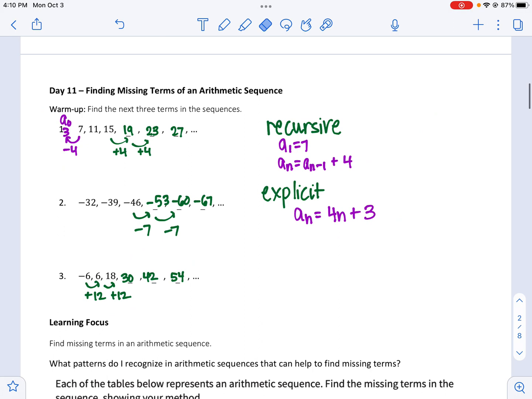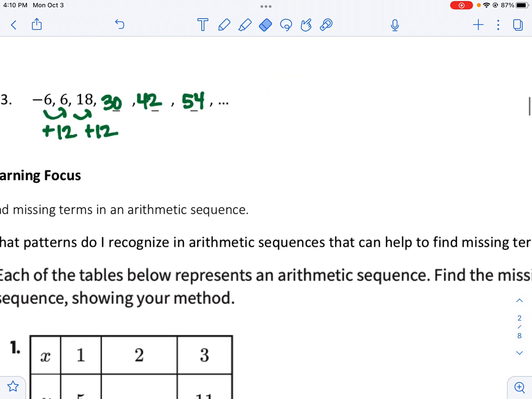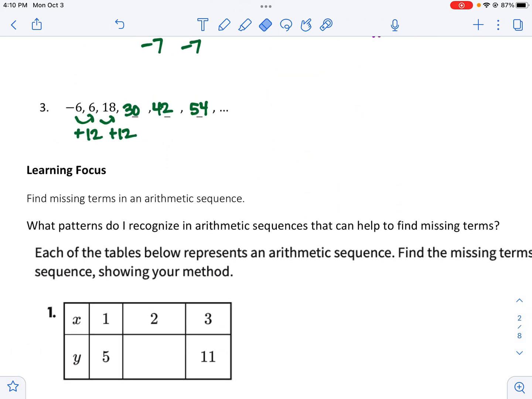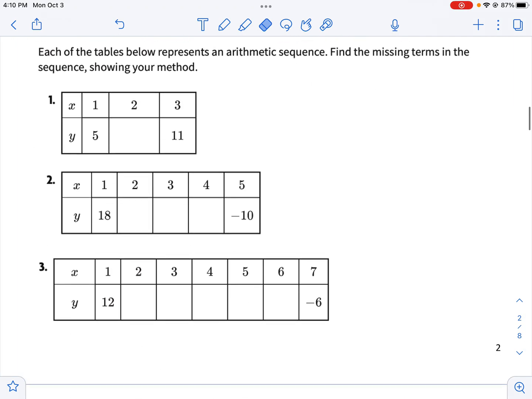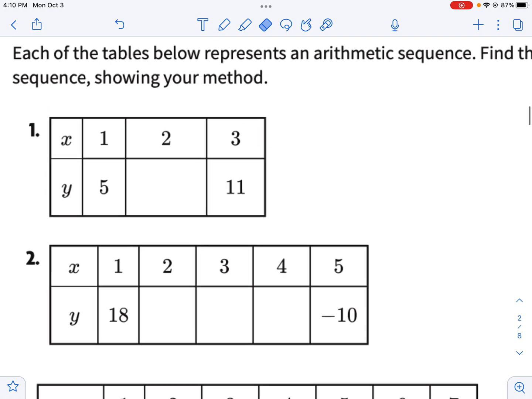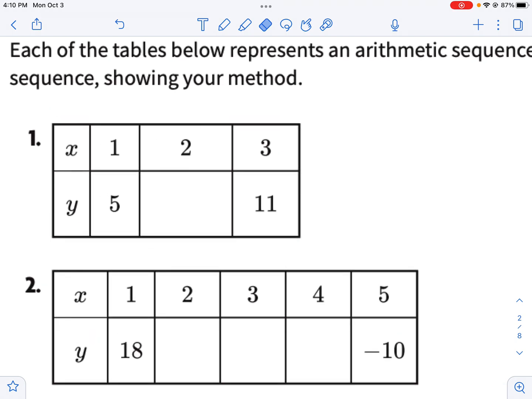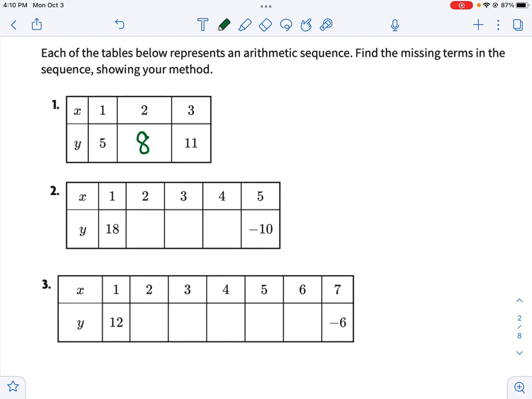Our learning focus today is what patterns do you recognize in arithmetic sequences that can help you find the missing terms? And so in class, we spent a good 10 minutes seeing if we can figure out what the missing values are. You know this is arithmetic, you know the first and the last term. So most kids are able to figure out by guess and check. The first one is 8, and the second one they're also able to figure out pretty quickly too, just by guessing and checking. But we do have some students that are able to take a look at the numbers and figure out a shortcut for finding the missing terms.